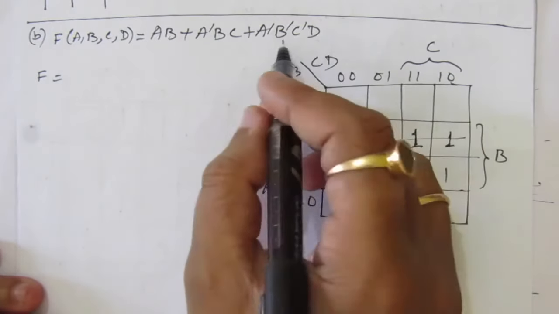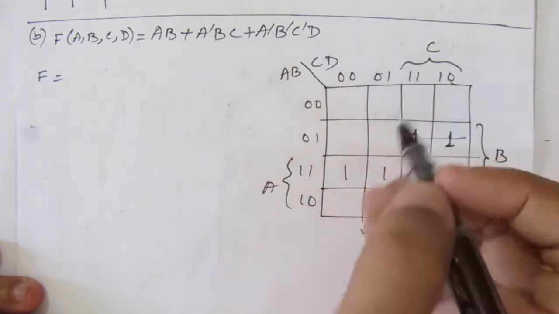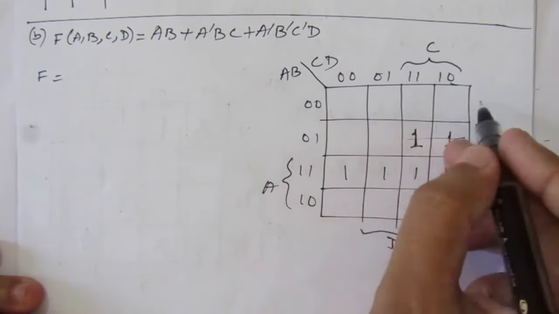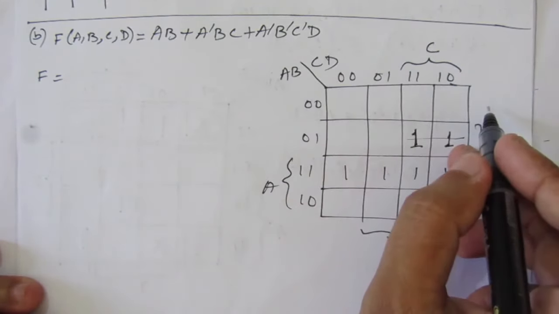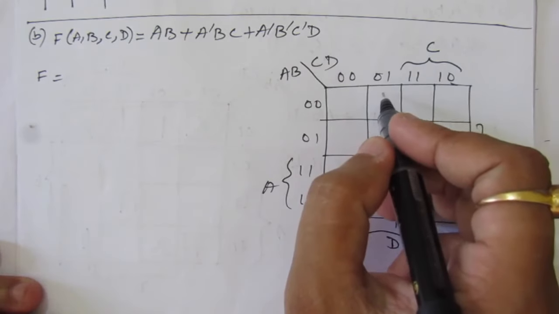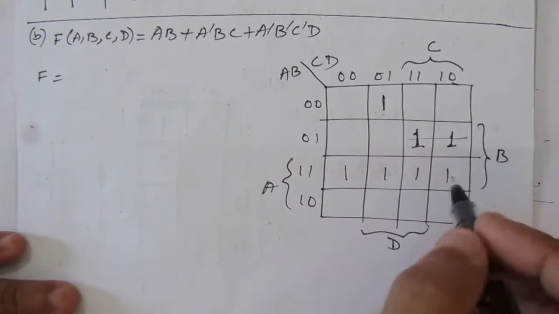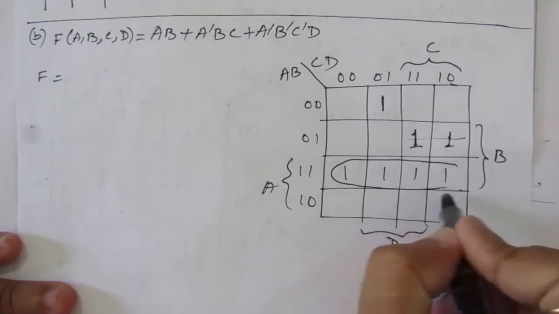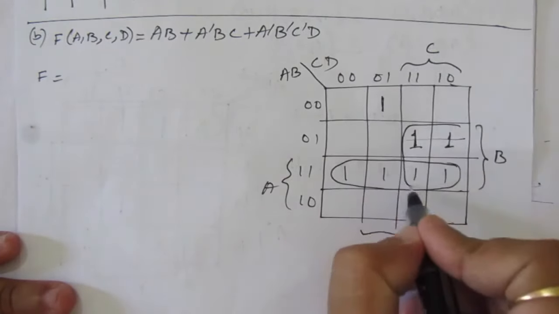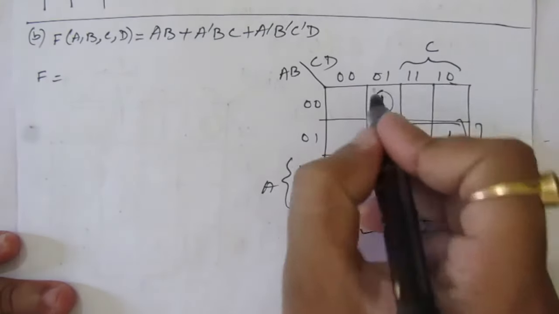Then we have A bar B bar C bar D. A bar B bar means this first row. Then we have C bar D. C bar D means this second column. Then we will have this one here. So how can we combine it? We can combine like this. So this will be one term, this will be the second term, and this will be the third term.